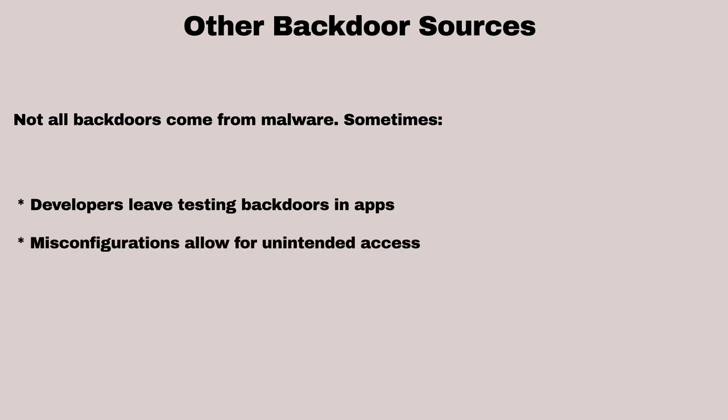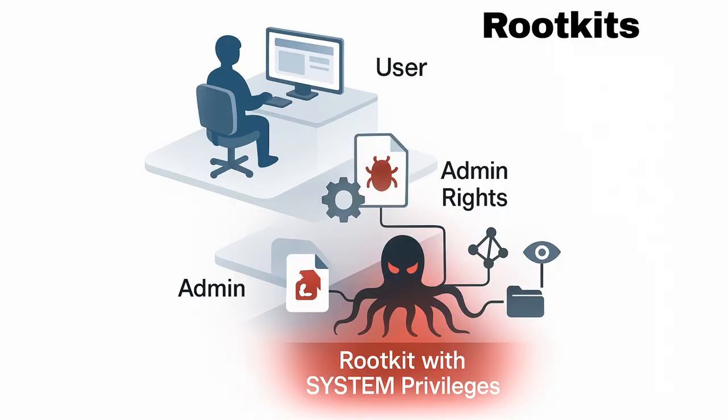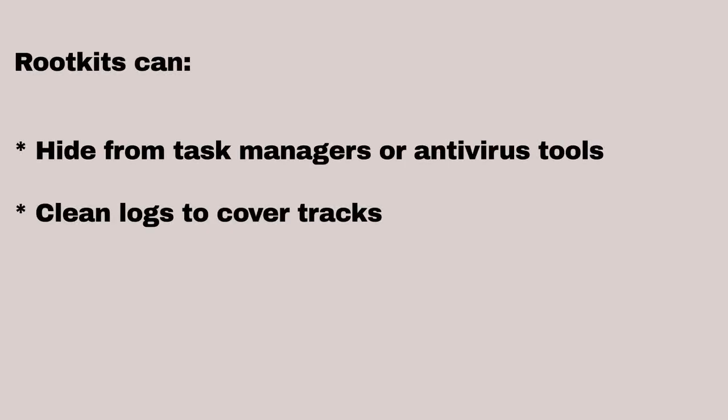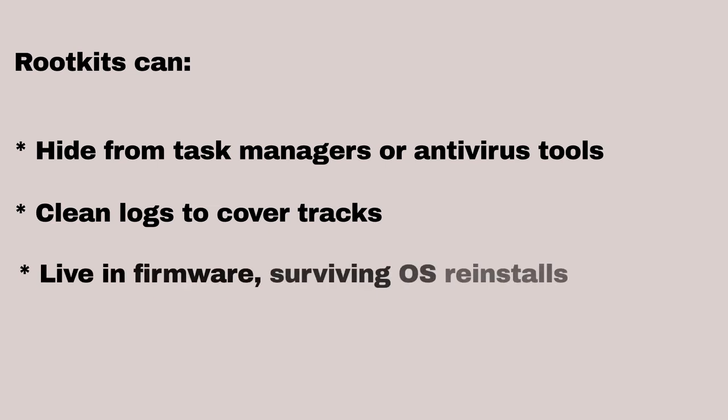Alright, let's dive into rootkits. A rootkit is malware with system-level privilege, meaning it can control everything. If a user installs malware with admin rights, it can change the system settings. Some malware exploits vulnerabilities to gain system access without user approval. Rootkits can hide from task managers or antivirus tools. They can clean logs to cover their tracks, or they can live inside the firmware, which means when you reinstall the OS, they're still there.